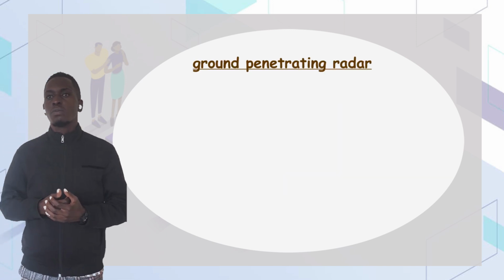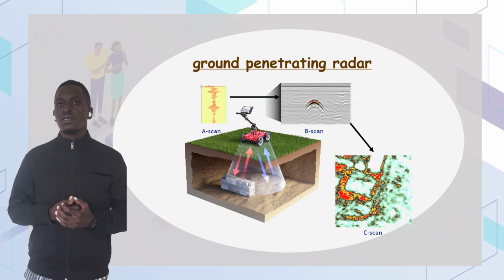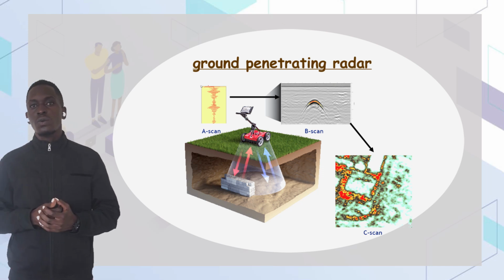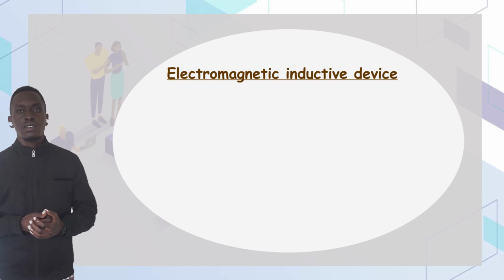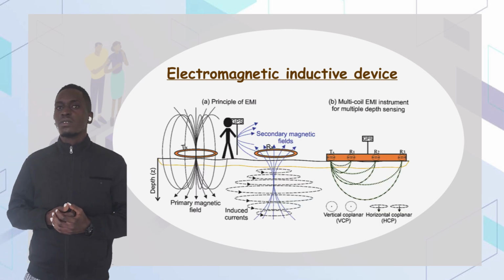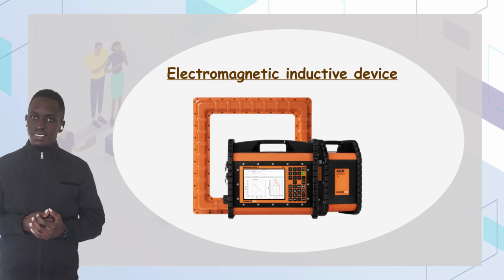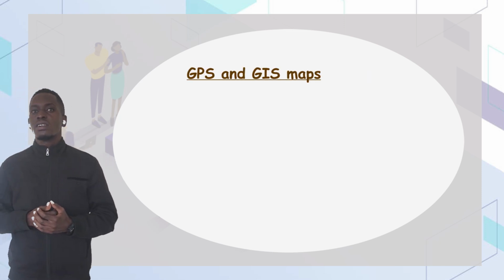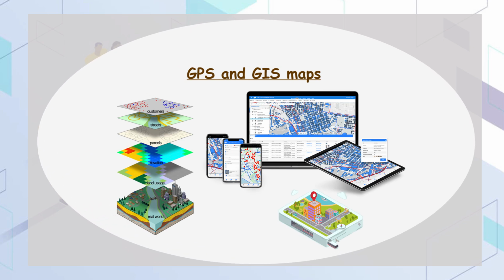1, we have the ground penetrating radar. This uses radar pulses to detect underground utilities. 2, we have the electromagnetic inductive device. This uses electromagnetic fields to locate underground utilities. Then 3, we have the GPS and GIS maps. GPS and GIS maps accurately map utility locations for future reference.